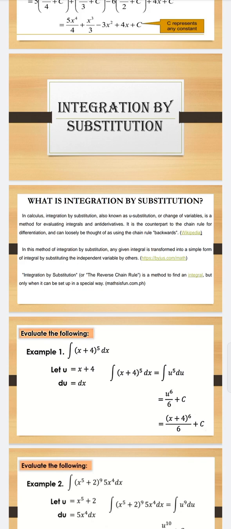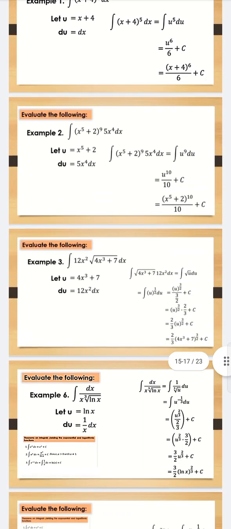The reverse chain rule is a method to find an integral, but only when it can be set up in a special way.